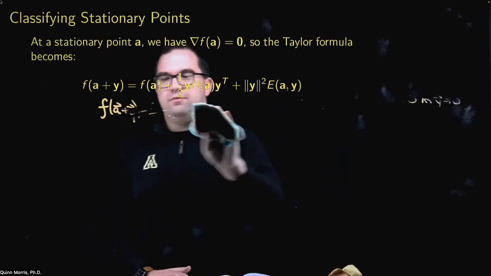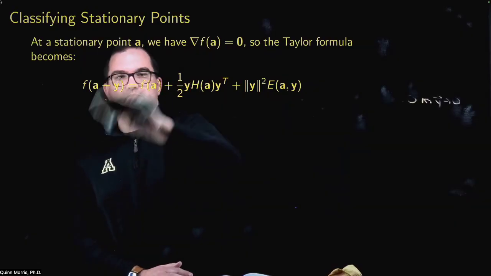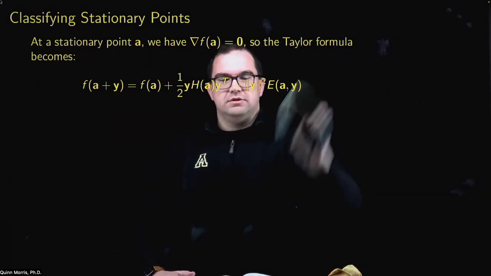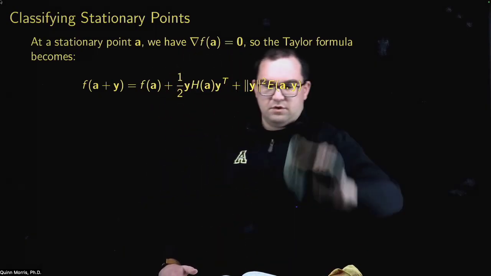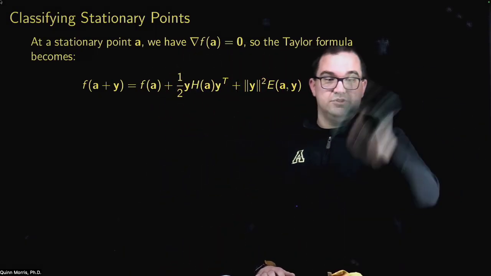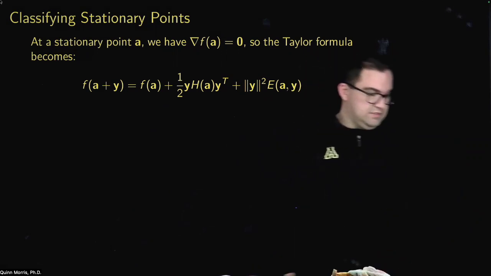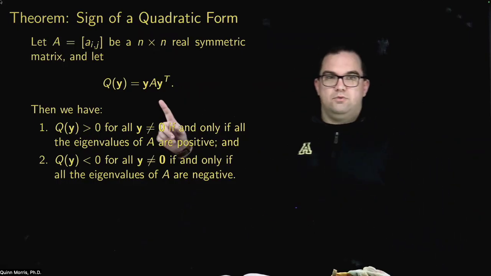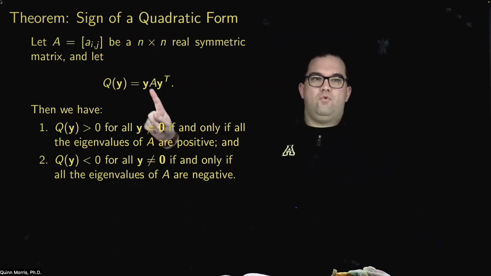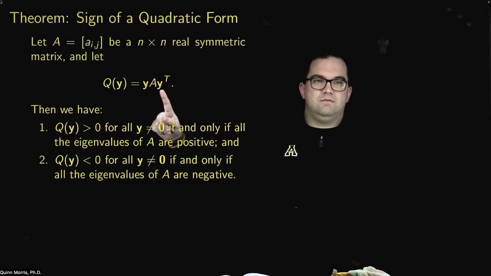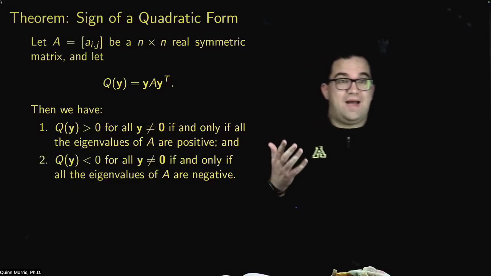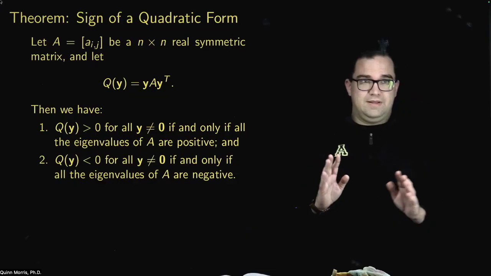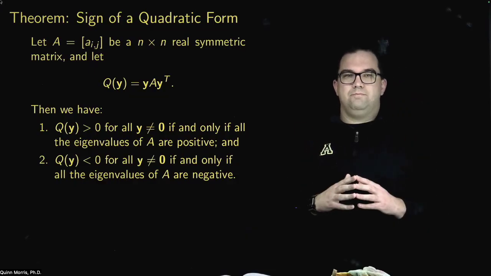Now, last time we defined this y H times y transpose as a quadratic form, and we looked at an important result that we're going to need to use to help us make sense of that. Again, this is just that same result from last time. So anytime I have something of the form y times a matrix A times y transpose, that's called a quadratic form. And we have this result. We didn't prove it, and we're not going to prove it. It's really a linear algebra type result.